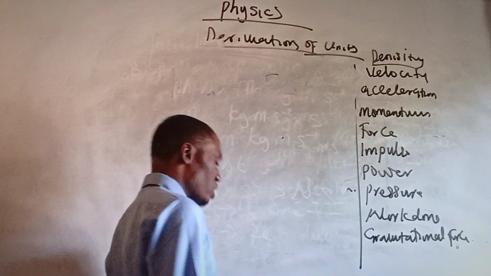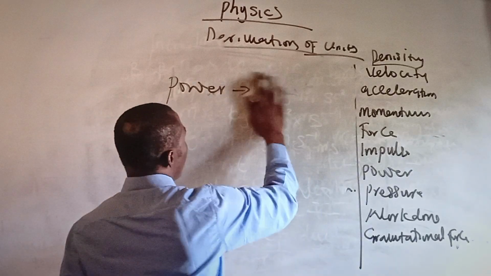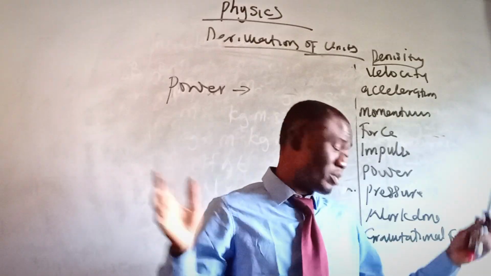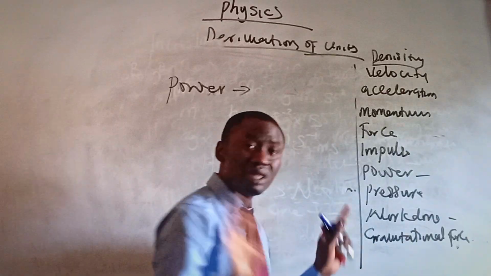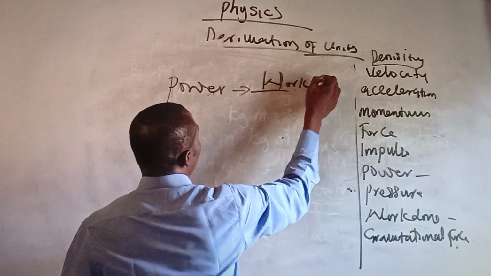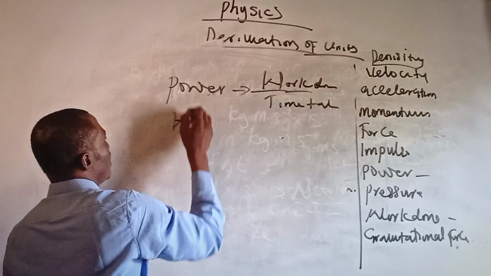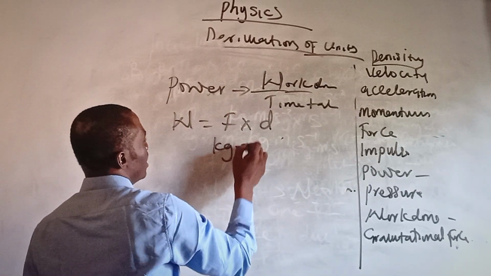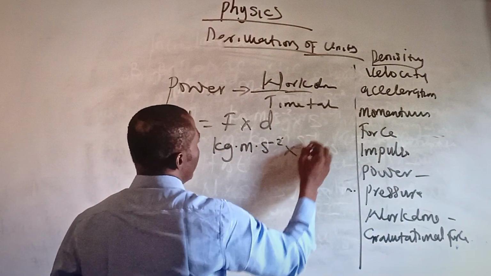We have power. So what's the unit for power? Power is work done over time taken. But we're going to find work done first, so we can find both at the same time. Let's solve for work done, where work done is force times distance. We want to use kilogram for it: kilogram meter per seconds squared times distance, which is in meters.